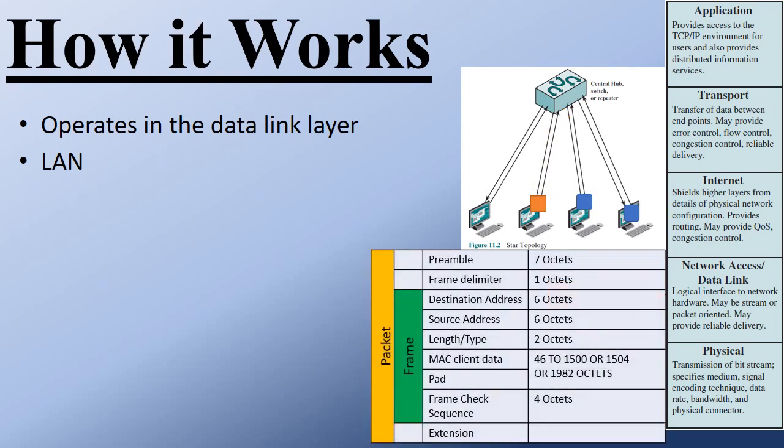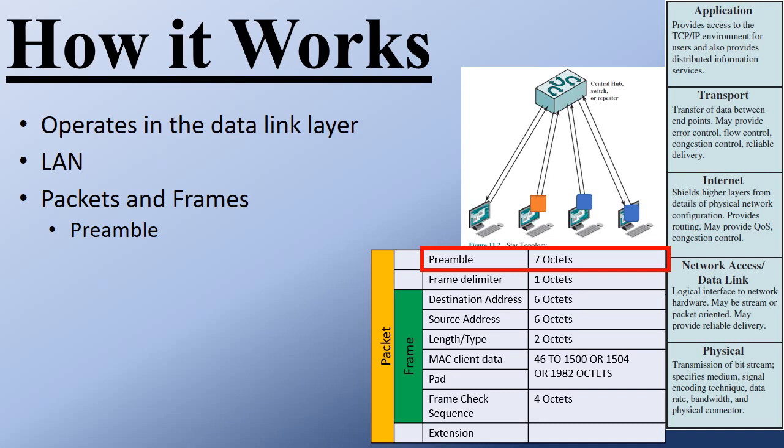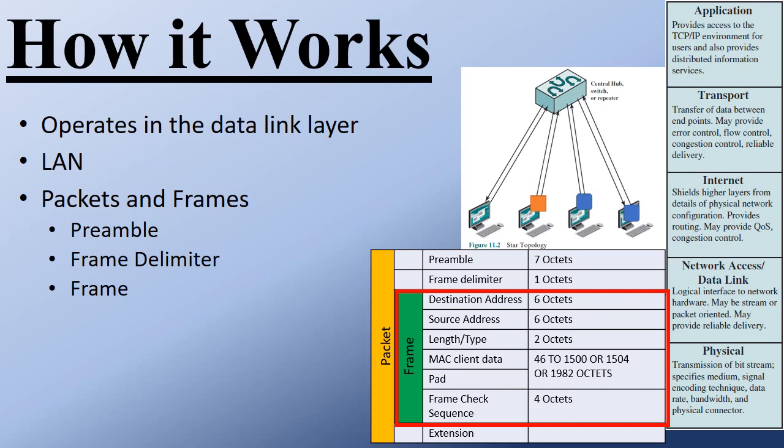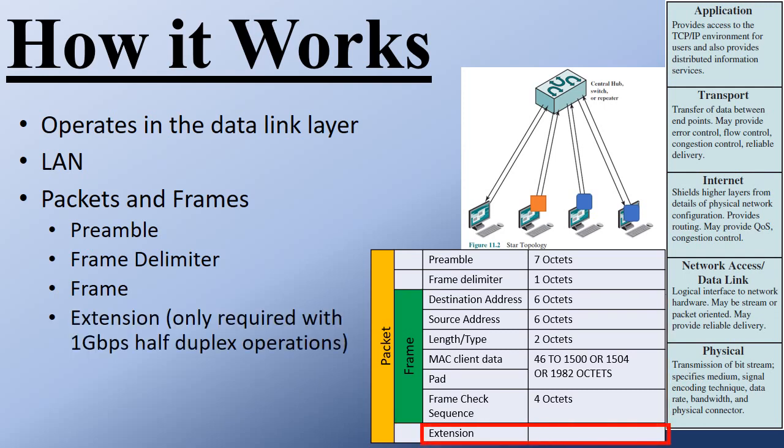The basic idea behind Ethernet is the sending of information through data packets. The 802.3 packets are comprised of a preamble, which is used to synchronize data transmissions, a frame delimiter that signals the end of the preamble and start of the frame, thus allowing the receiver to determine the first bit, which we will cover in more detail in the next slide. And finally, the extension, which is only required when using gigabit half-duplex operations.